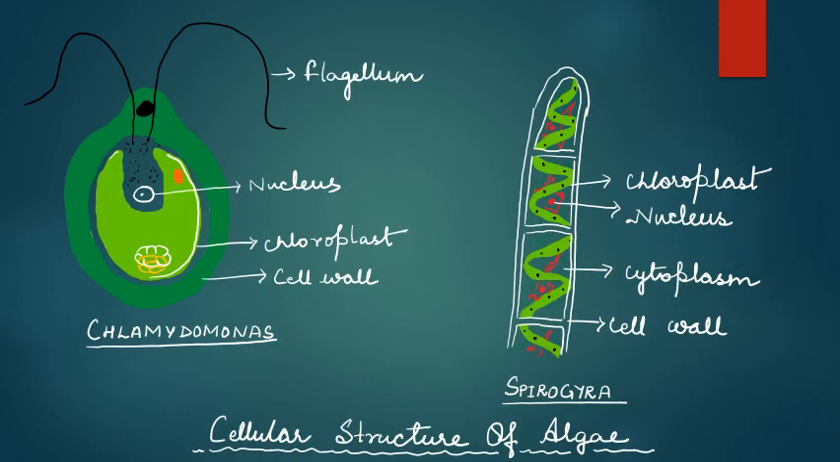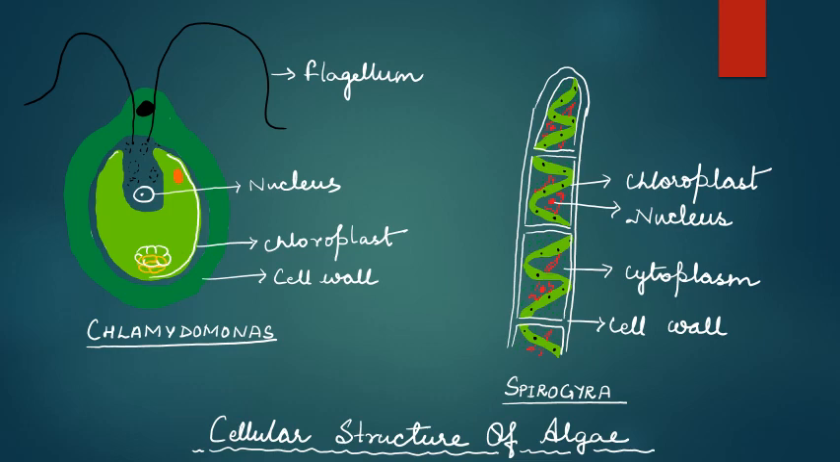Let us see the cellular structure of algae. Here I have given diagrams of two different algae. One is Chlamydomonas and the second one is Spirogyra. I have taken the example of one unicellular alga and one multicellular alga. Here Chlamydomonas is a single-celled alga, meaning its whole body is made up of one cell only.